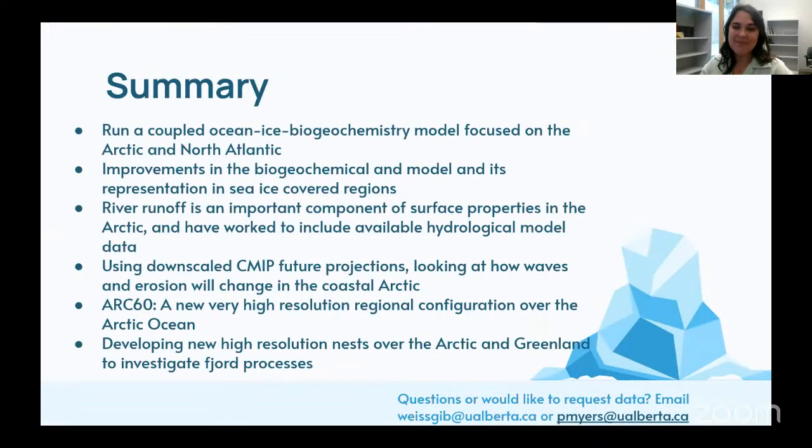Okay, I might be over time, but that's a big overview of what we've been doing, looking at different things with biogeochemistry, improving river runoff, and looking at how we can move forward with future simulations and really high resolution coastal maps. If you have any questions, I'd be happy to take them, or my email or anyone's email who worked on some of these projects is under their slide number if you want to contact them.